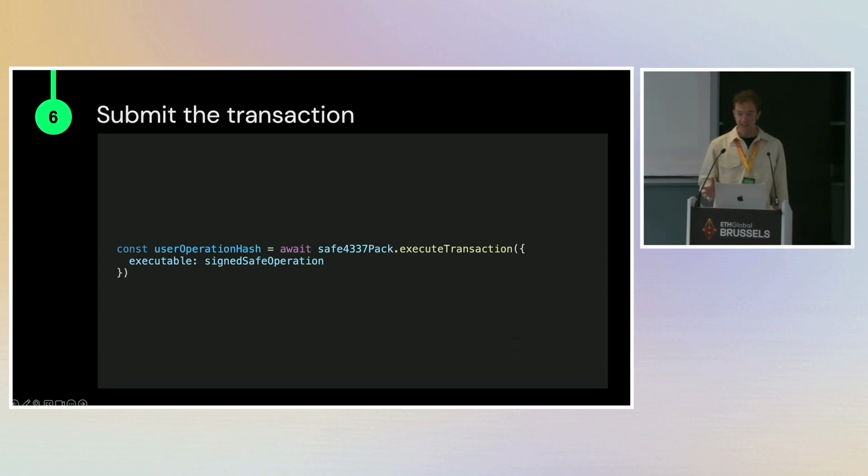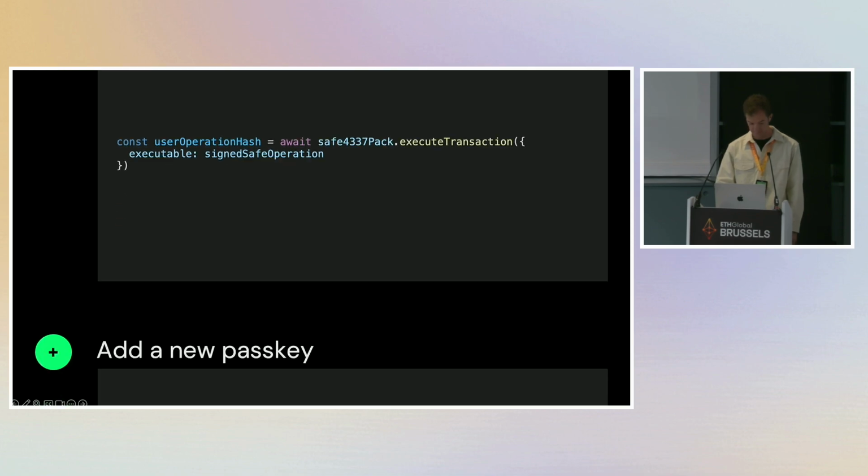Once we have it signed, we can submit it with the ERC4337 flow by calling the execute transaction method. There's an executable property where we pass the signed safe operation. And that's it.